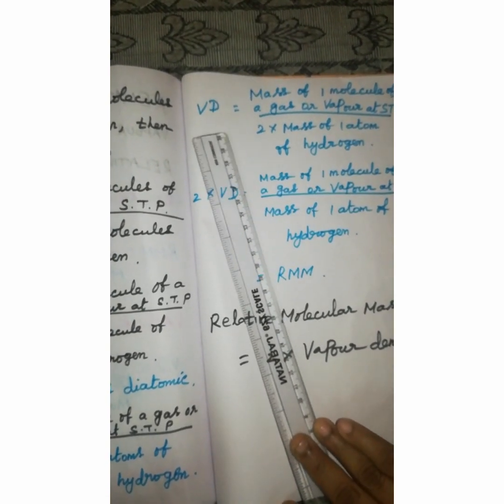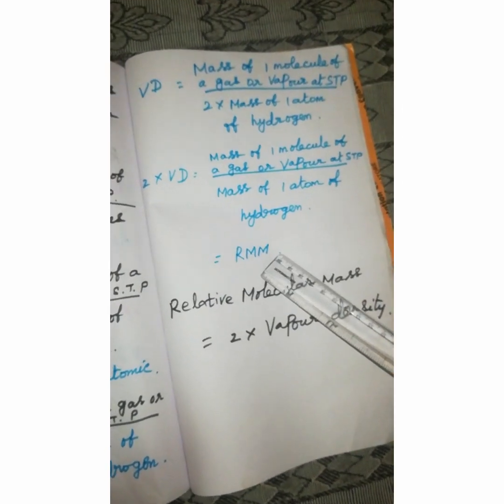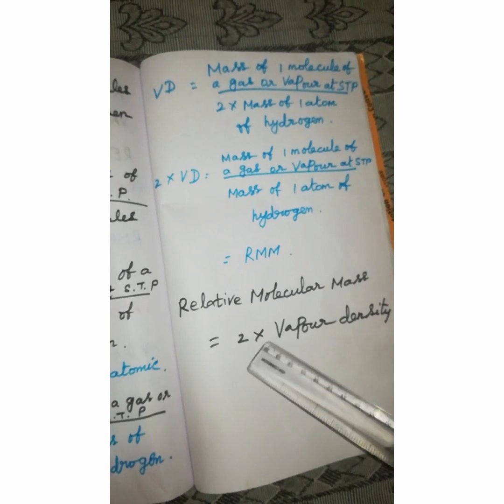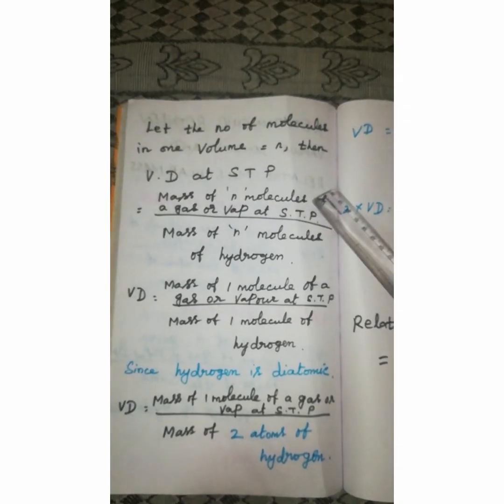What is this formula? See, note the point. Mass of one molecule of gas or vapor divided by mass of one atom of hydrogen equals relative molecular mass, which can be written as RMM. So, what is the relation between relative molecular mass and vapor density? Relative molecular mass equals 2 into vapor density. Here, Avogadro's law is used. Applying Avogadro's law, the number of molecules in one volume of all gases can be written as n molecule of gases, or equal volumes of all gases contain equal number of molecules. So volume can be written as molecule. This is an application of Avogadro's law.